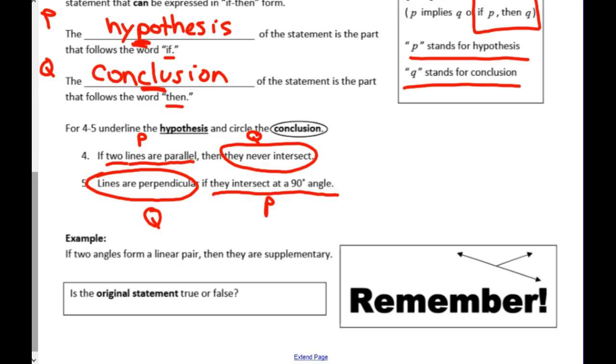Looking up here. If two angles form a linear pair, then they are supplementary. Is that true? So again, a linear pair makes a straight line. A straight line is how many degrees? 180. So that means it's supplementary. This is true. Okay? So if it's a linear pair, it is supplementary. Cool? So that one's true at the bottom. All right, now flip it over.